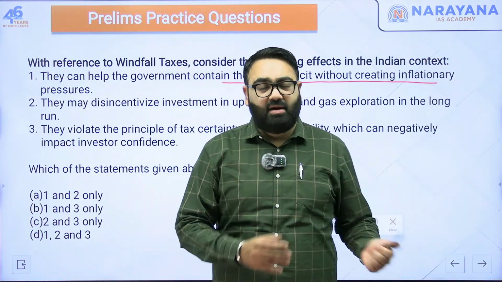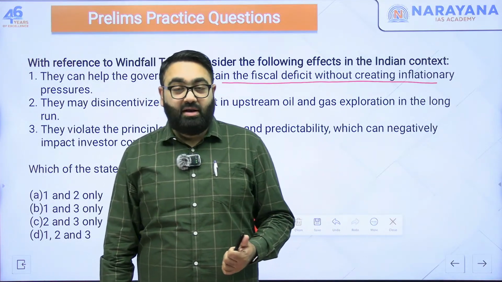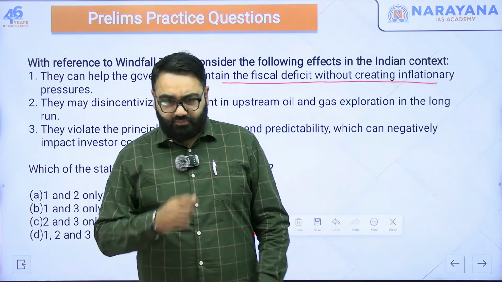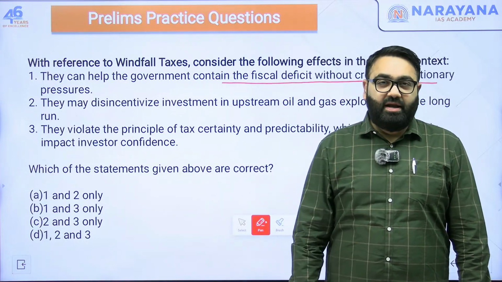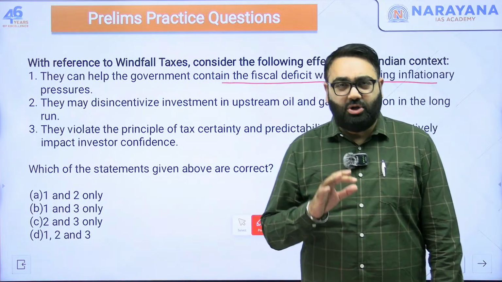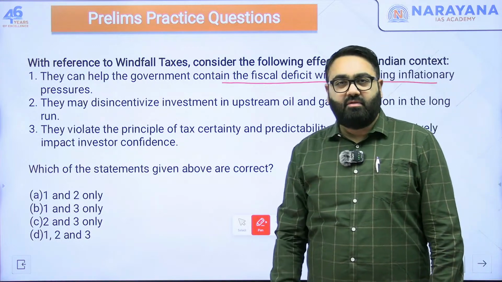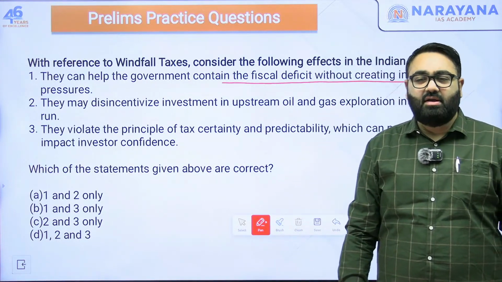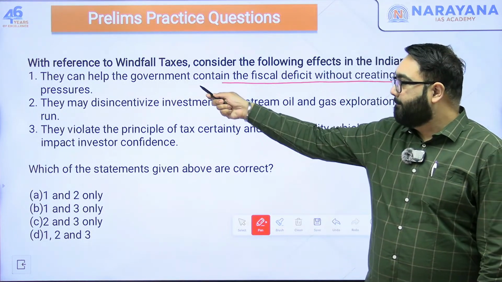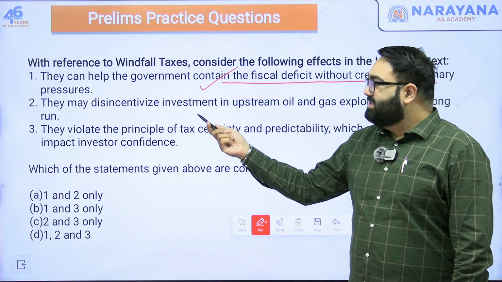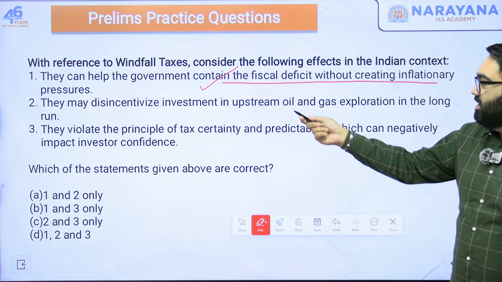The easiest, but which is not very sensible, way is to print more money. Ultimately, the printing of the money is in the hand of the government only. But printing of excessive money leads to inflation, leads to prices of commodities increasing. So that is not really an ideal situation. So what they are saying is, if the government wants more money for which they impose windfall taxes, that is a good way to arrange money without inflation happening, which is correct. Second, they may disincentivize investment in upstream oil and gas exploration in the long run. We discussed this.